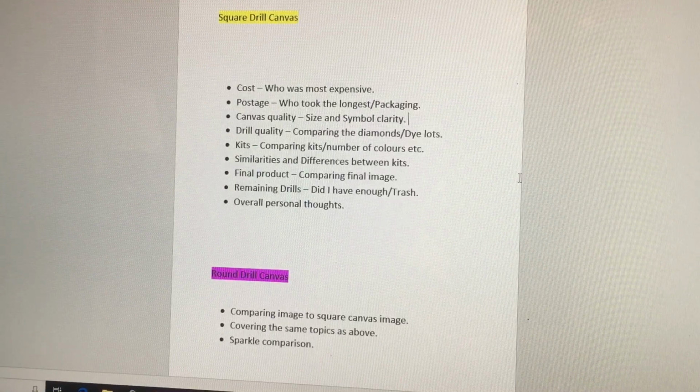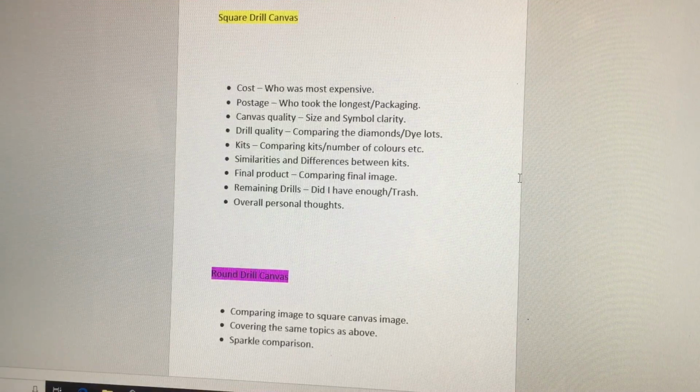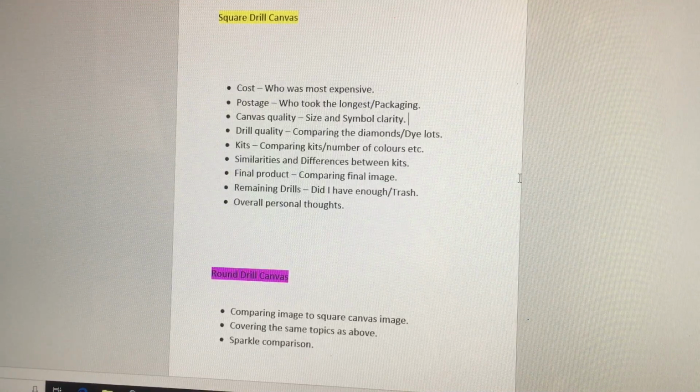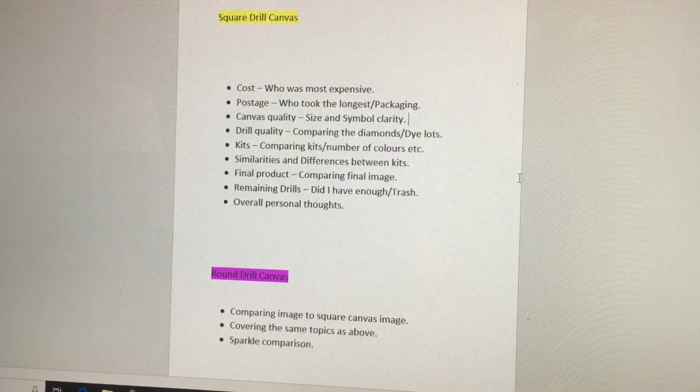Canvas quality. So I'll be opening up the canvases, measuring the actual image size. Is that correct? Symbol clarity. Things like how sticky they are, if there are any rivers or bubbles. So I'll be comparing the four of them. It'll be mainly the three, but there'll be four all up. There'll be things like checking over the key. Is it clear? That kind of thing.